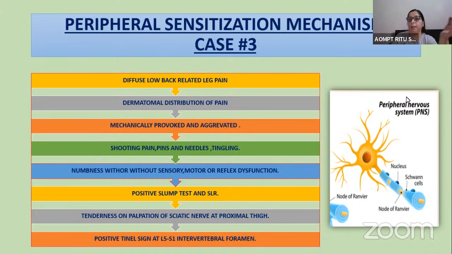So diffuse low back related leg pain, dermatomal distribution of the pain, mechanically provoked or aggravated, shooting pain, pins and needles, tingling, numbness with or without sensory motor or reflex dysfunction, positive slump test, tenderness on palpation, either for the upper limb or the lower limb, like for the sciatic nerve, or for the median nerve in the upper limb, and the positive tunnel sign. So these are the mechanisms which we use for the peripheral sensitization.